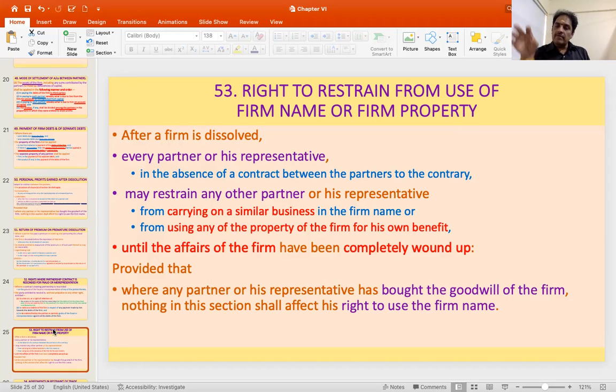So they may restrain someone from using the firm name or firm property till the time the firm is completely wound up. However, if anyone has purchased the goodwill, he will have the right to use the firm name.